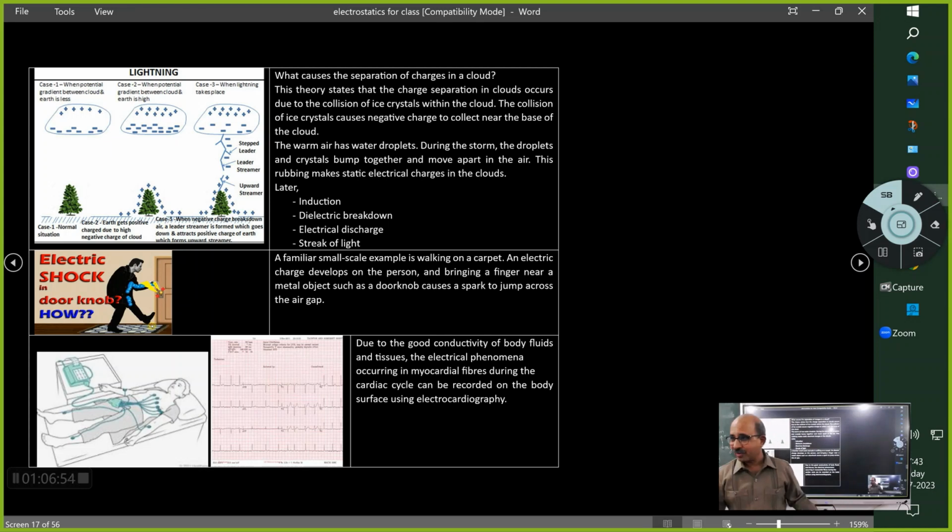Now your household electricity is 230 volts. I think all of you know that now. Has anybody got an electric shock?